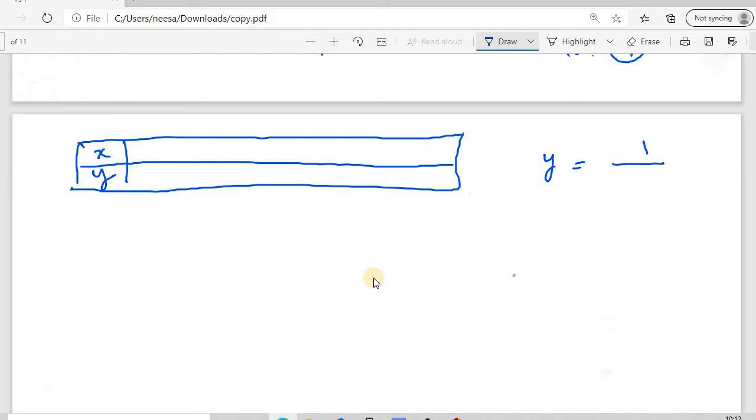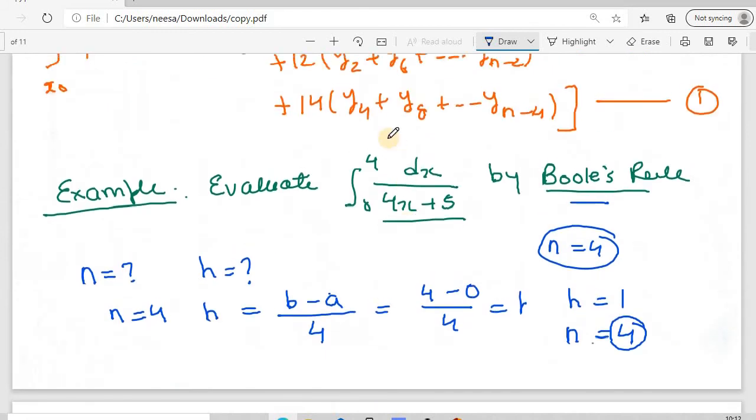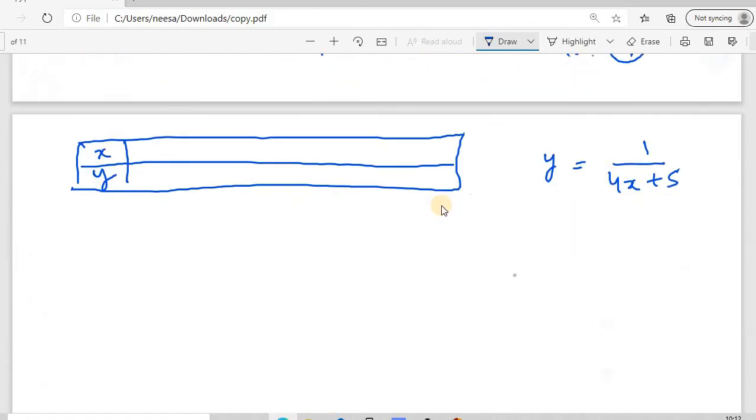This y is equal to 1 upon 4x plus 5, as we can see in the question. So y is 1 upon 4x plus 5. The value of x will begin with 0, then 1, then 2, then we'll have 3, and lastly we'll have 4. So 0 to 1, h is 1, 1 to 2, h is 1. So we have taken h is equal to 1.